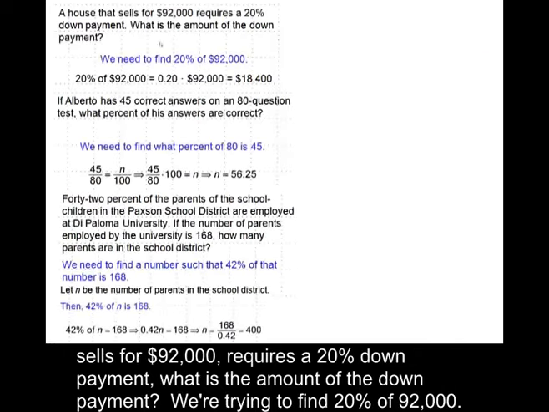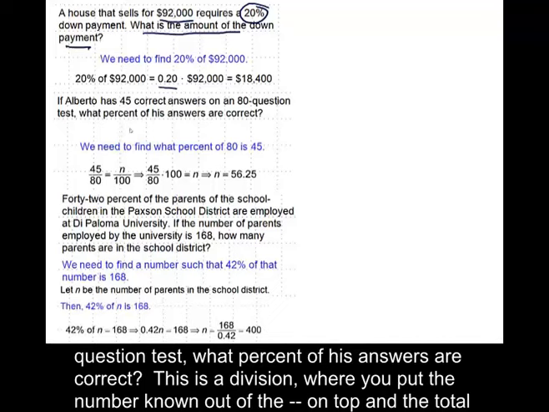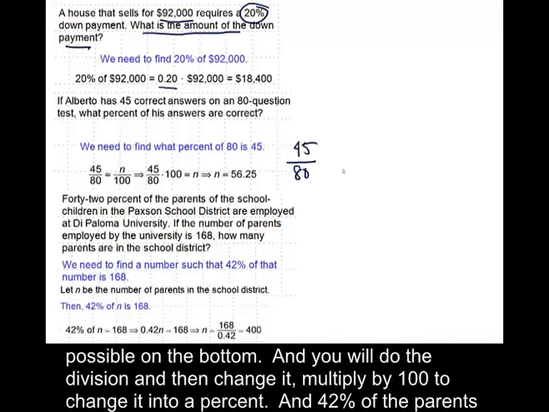A house sells for $92,000 and requires a 20% down payment. What is the amount of the down payment? We're trying to find 20% of 92,000, and so that is a multiplication problem. You change the percent into a decimal and multiply. If Alberto has 45 correct answers on an 80 question test, what percent of his answers are correct? This is a division where you put the number known on top and the total possible on the bottom, and you will do the division and then multiply by 100 to change it into a percent.